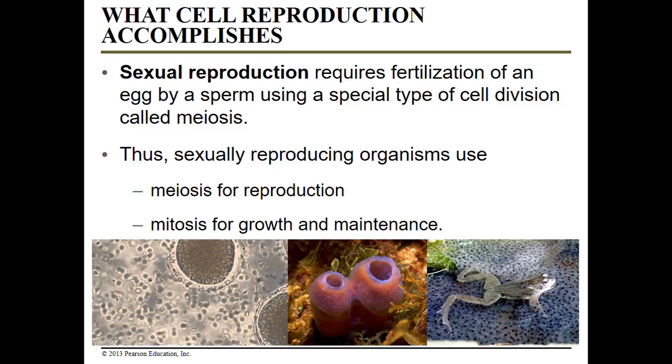And then mitosis, sexually reproducing organisms also use mitosis, but that's what they're using for normal cell growth and maintenance. So mitosis would be for body cells, and we call these somatic cells, whereas meiosis is only for sex cells, for gametes. And examples here, we have this large structure right here is an egg, and all these little ones are sperm. In the second picture, we have a sponge that's sexually reproducing, and then this third picture here, we have a frog that's fertilizing these eggs.